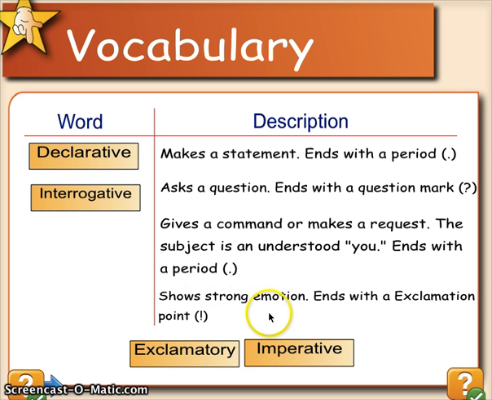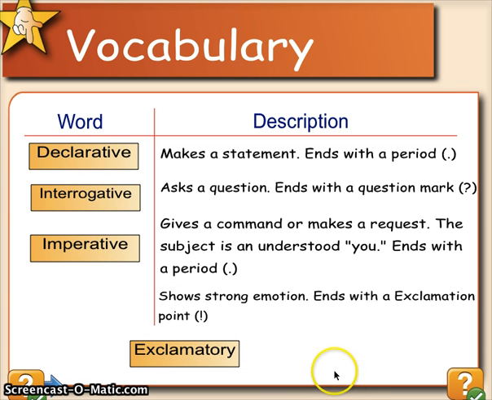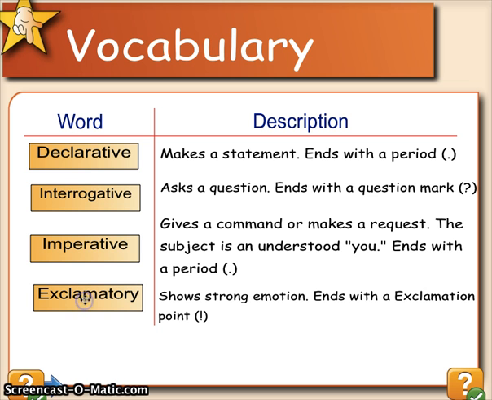The third sentence said, "Please board the train." That was commanding us or requesting us to get on the train. A command or request ends in a period and is called an imperative sentence. The fourth type of sentence, "What a long trip," showed emotion or excitement and it ended in an exclamation point. This type of sentence is called an exclamatory sentence.